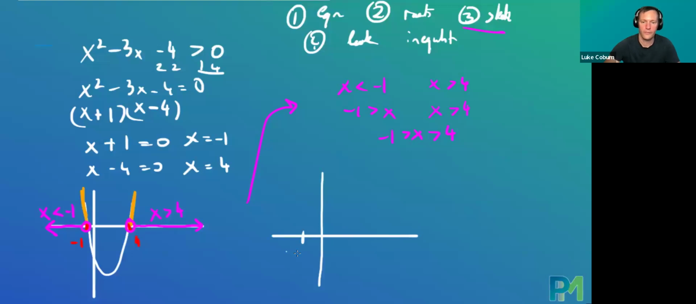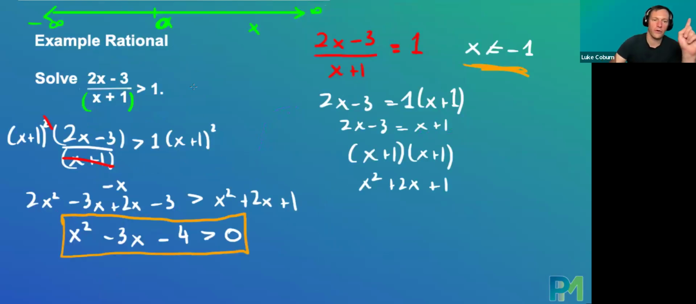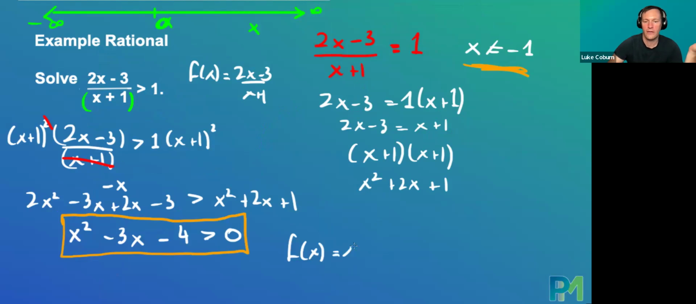And there's -1. And there is 4. And then we can draw the graph like this. Okay, so this function, if we call it f of x, is equal to (2x minus 3) over (x plus 1), is exactly the same as this function, which is x squared minus 3x minus 4, after we do our algebra. Or the question of where this is greater than 1 is exactly the same as where this one here is greater than 0.